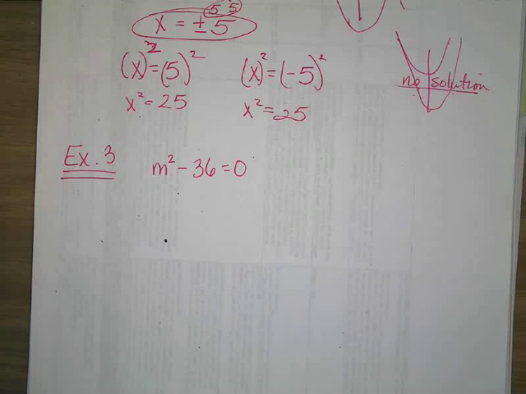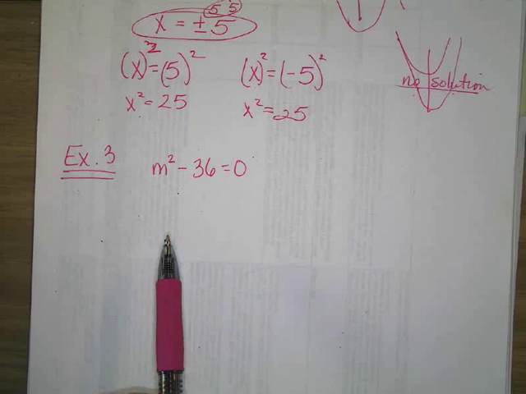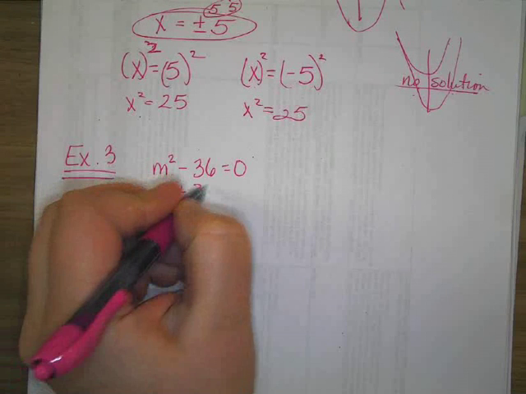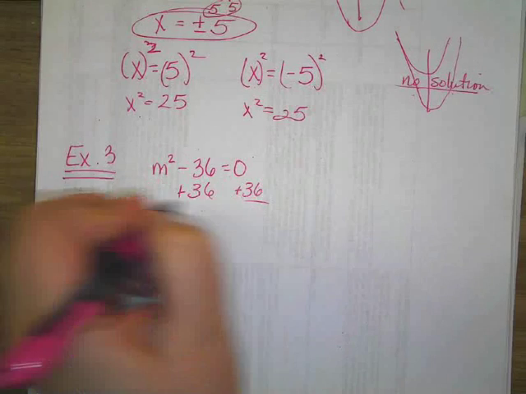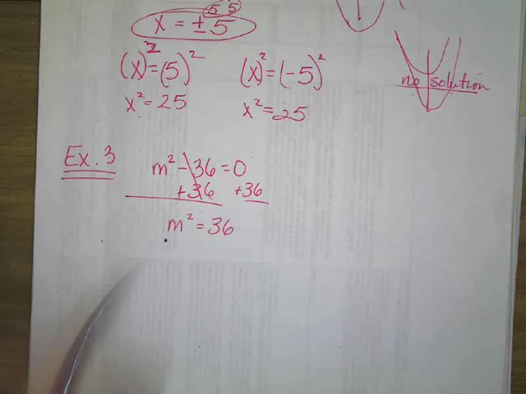Okay, so we have m squared minus 36 equals 0. We want to use the square root method. So we need to get the m squared all by himself. Add 36 to both sides. So m squared equals 36.